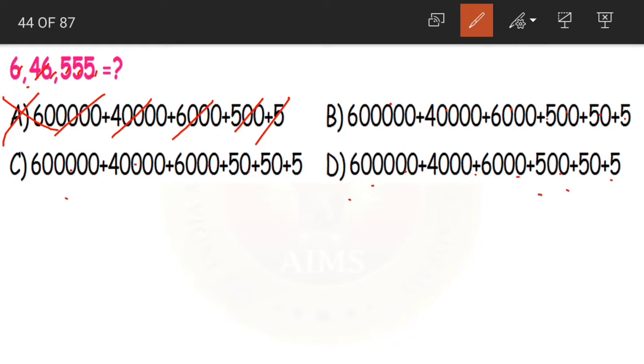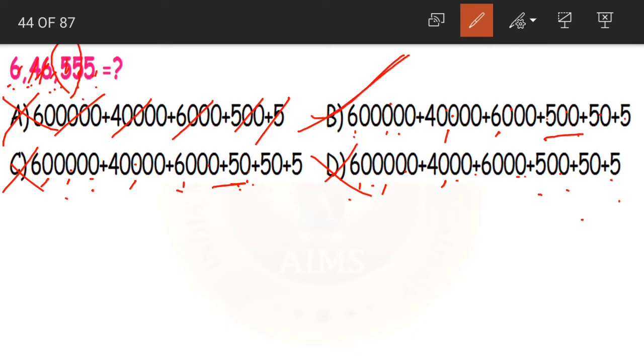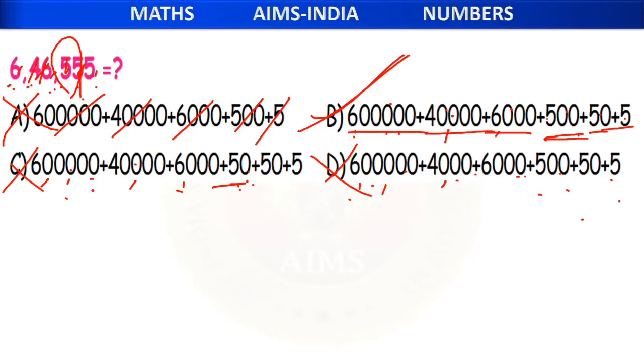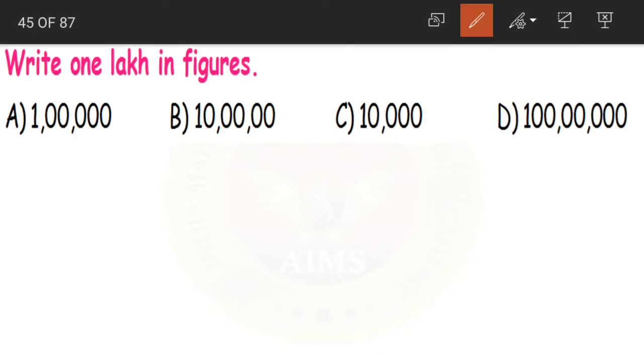Again, all these are having 6 digits, so these can be our options. Now firstly, 6 lakhs. After 6, we need to have 5 zeros. This is 6 lakhs, this is also 6 lakhs and this is also 6 lakhs. Next 40,000. These two are having 40,000, but here it is 4,000. So option D is wrong here. Next we have 6,000. Then we have 5 in the hundreds place. 500, but here it is 50. So option C is also our wrong answer. Only option B is our right answer. 6 lakhs plus 40,000 plus 6,000 plus 500 plus 50 plus 5 is the expanded form of 6,46,555.